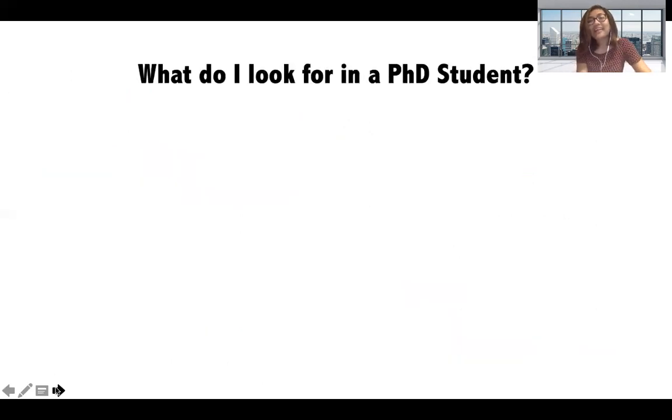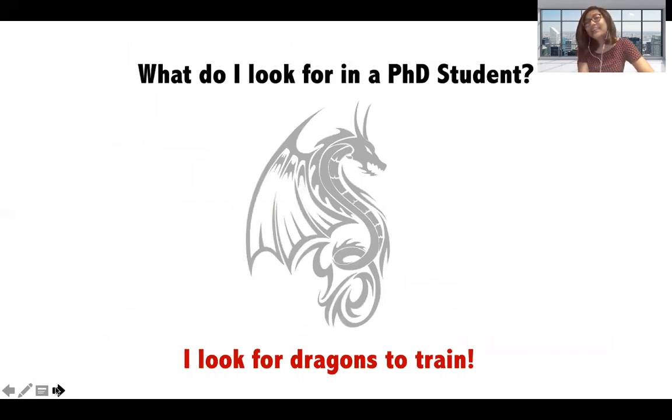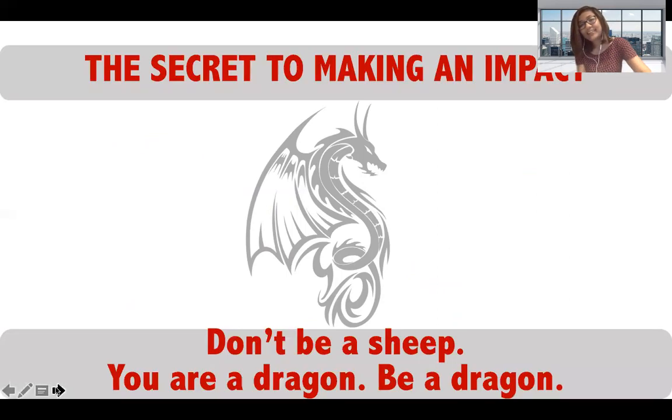So now let's get back to the original question: what do I look for in a PhD student? And to be frank, I look for dragons to train. So the single most important advice that I can give is, if you're trying to figure out how to make an impact in this world, you should try to be a dragon. And I will use this very cheesy quote from Game of Thrones: don't be a sheep, you are a dragon, so be a dragon.